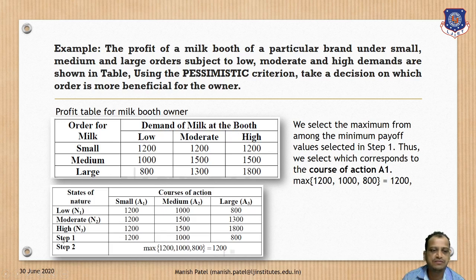In step 1, you find the minimum of all the criteria. What is the minimum one? It is 1200 here, for this one it is 1000, and for the large it is 800. These are the minimum values. Now step 2 is to find the maximum of all these. The maximum is 1200, so the course of action is small, A1. The company will go with A1. Clear? That is the pessimistic criterion.